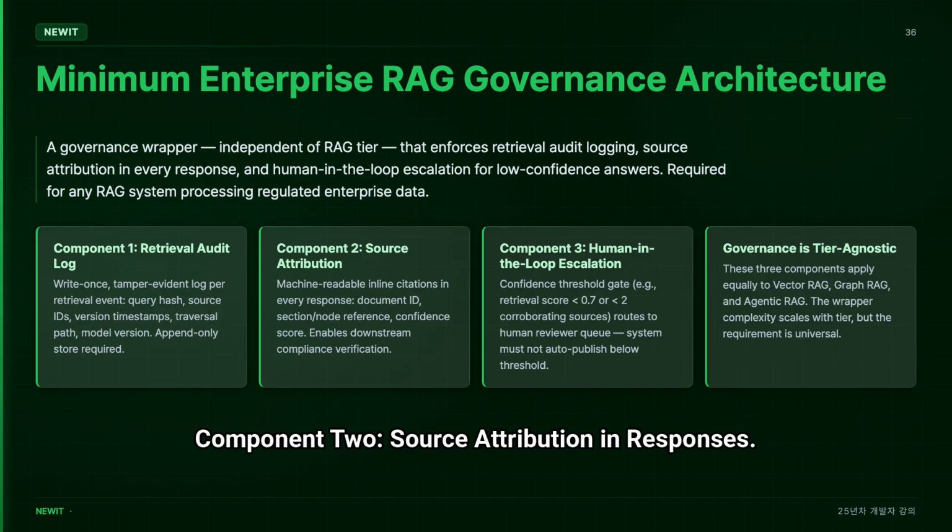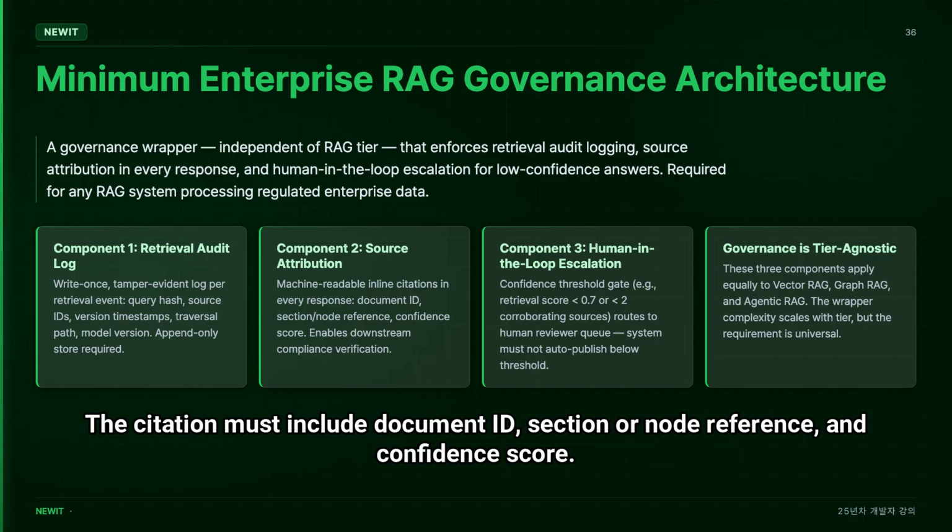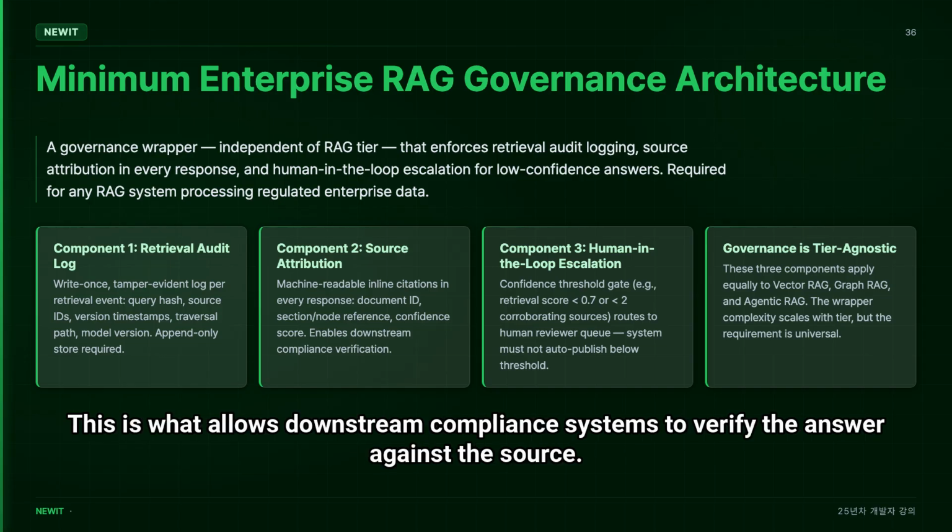Component 2, Source Attribution in Responses. Every answer generated by the RAG system must include inline citations that are machine-readable, not just human-readable prose. The citation must include document ID, section or node reference, and confidence score. This is what allows downstream compliance systems to verify the answer against the source.